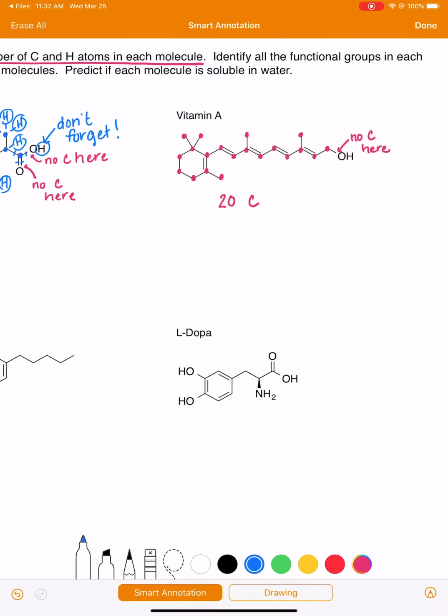Looking at all of our carbons, we're going to ask ourselves how many bonds can we see? How many bonds must be to the hydrogen? 1, 2, 3, 4, 5, 6, 7, 8, 9, 10, 11, 12.